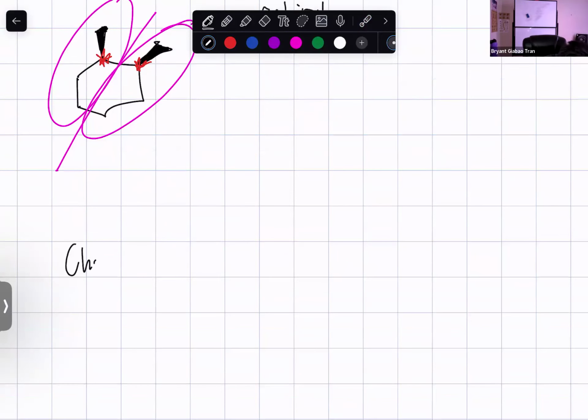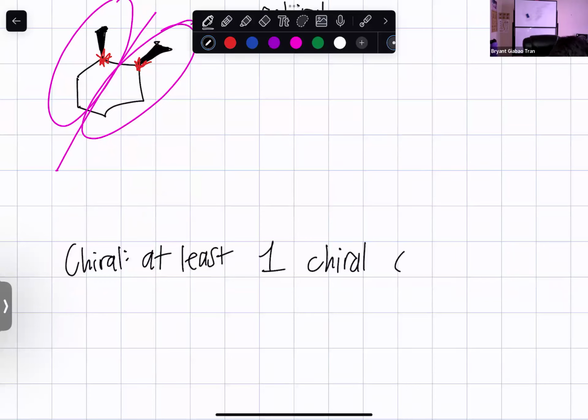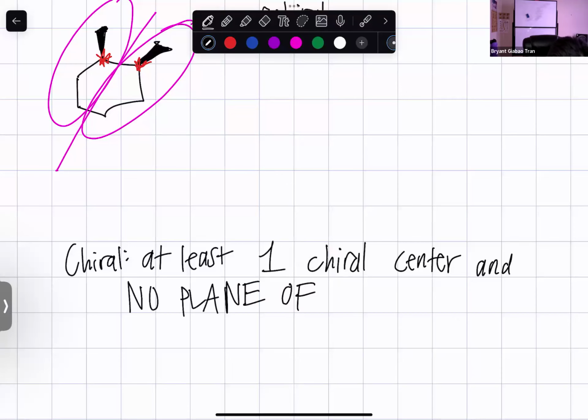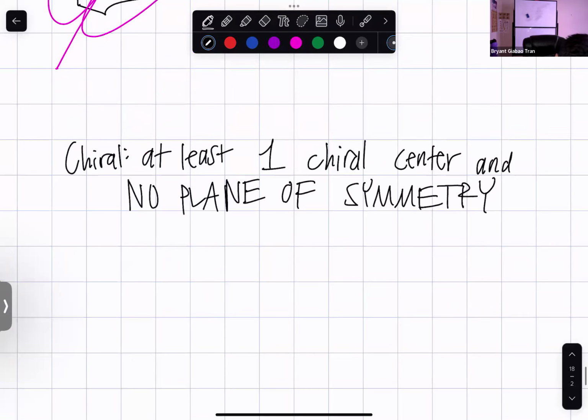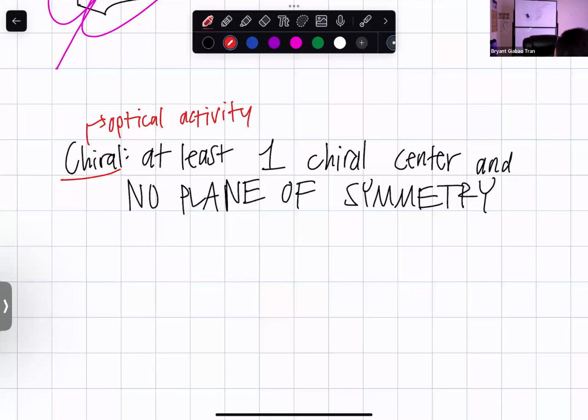For something to be chiral, that molecule has to have at least one chiral center and no plane of symmetry. You could have like 5 chiral centers, but if there's a plane of symmetry, then that overall structure is automatically achiral. Chiral molecules will have optical activity. So you might see the question asked, which one of these molecules have optical activity? Whenever you see that, it's asking which of these molecules are chiral.